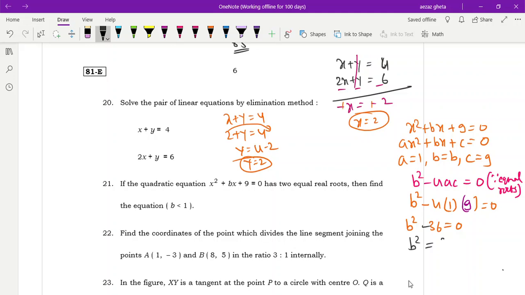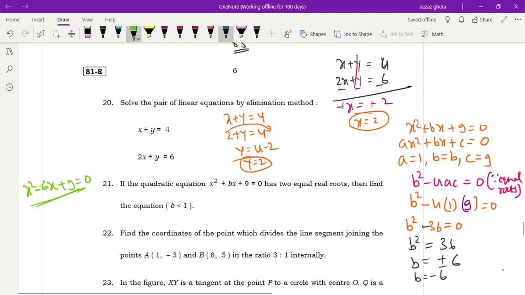b square is equal to 36. b is equal to plus or minus 6. Find the equation where b is less than 1, that is b is equal to minus 6. We have to find the equation where b is less than 1. So the equation will be x square, b value less than 1, meaning minus 6x plus 9 is equal to 0. This will be your equation. Is it clear? Understood? There we had an error, right? We wrote minus 9, so that was the problem. Chalo, it is sorted out.